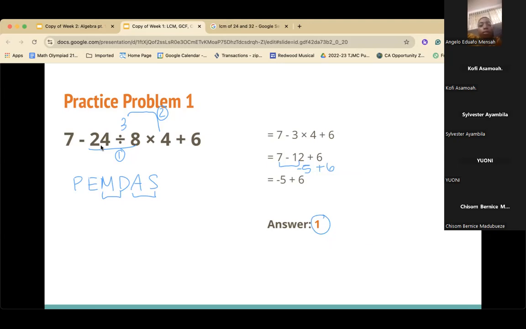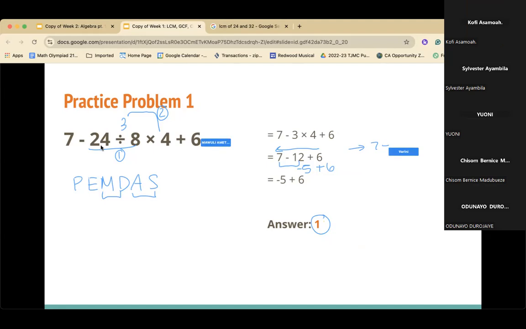Make sure that when you are dealing with these types of questions, you are always moving left to right with addition and subtraction. I know if you moved from right to left, you would have gotten a different answer, because you would have gotten 7 minus, actually, I think you would have gotten the same answer. If you move from right to left, you would have gotten 7 minus 6, which would also give you 1. So it doesn't matter which way you do the addition or the subtraction. Just make sure you do the multiplication and division before you do the addition and subtraction. Does that make sense to everyone?